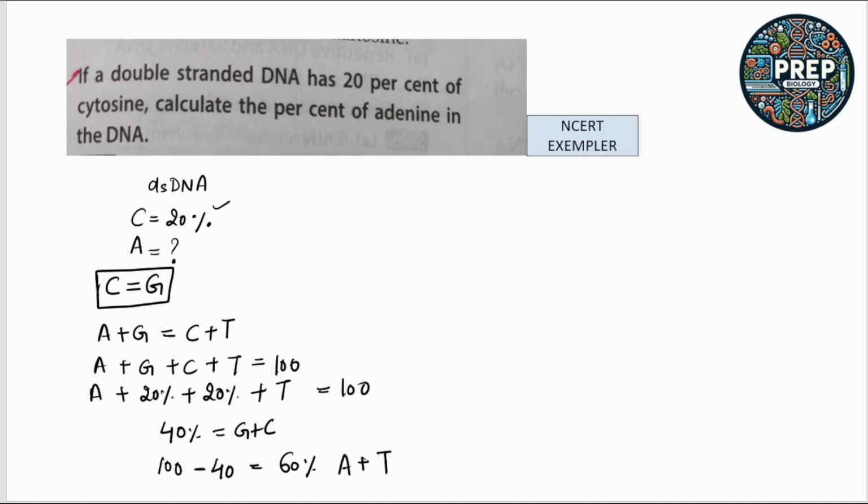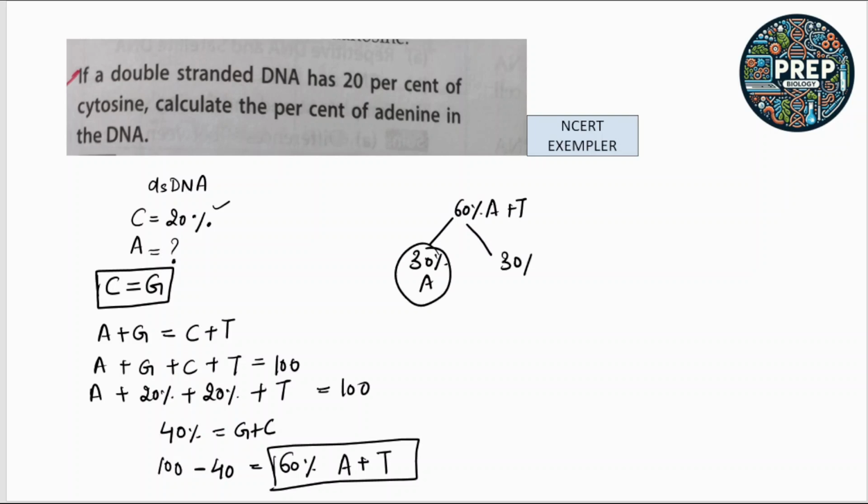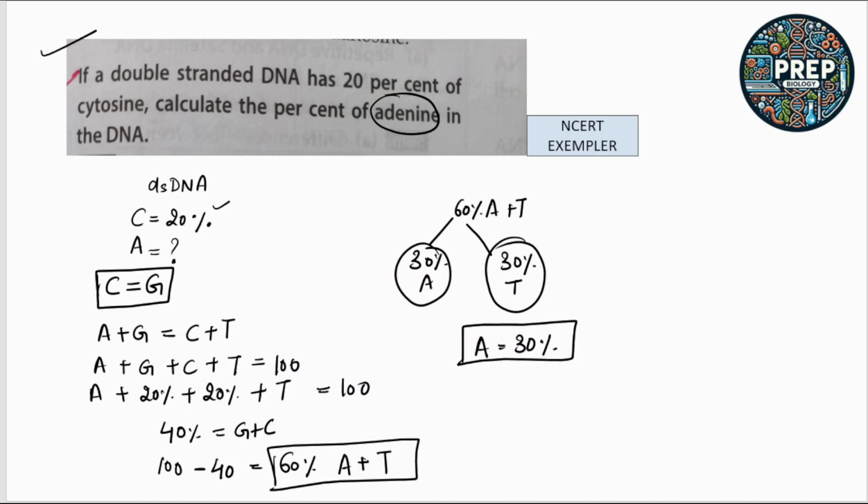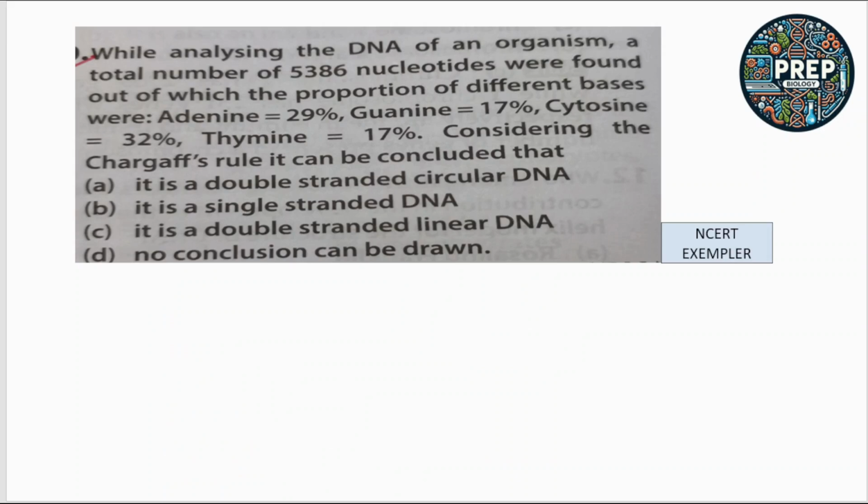So these are the bases of adenine and thymine, because the number of thymine is equal to adenine. So we have 30% out of the 60% adenine plus thymine: 30% adenine in the DNA and 30% thymine in the DNA. So the percentage of adenine is equal to 30%. I hope this question is clear to you all. This is the question from your NCERT exemplar, and this type of question has been asked in your CBSE 12th board exams.